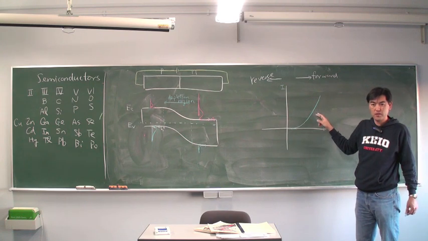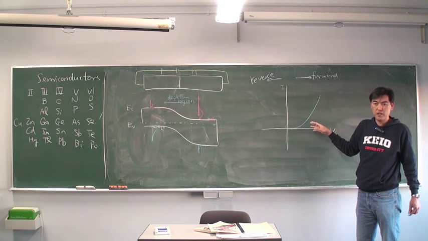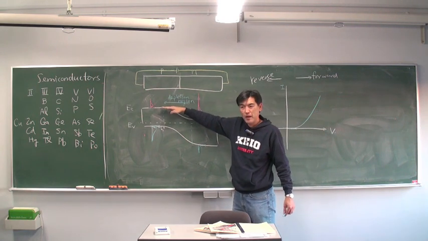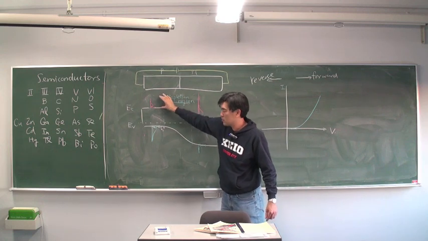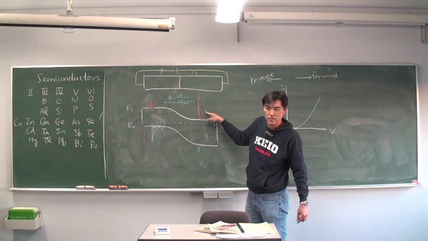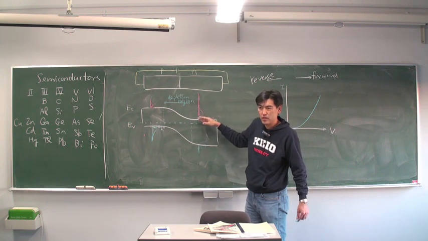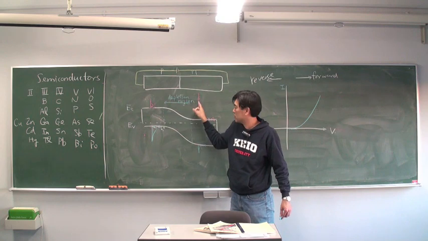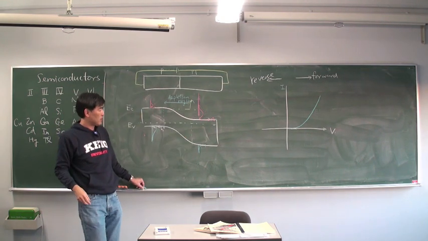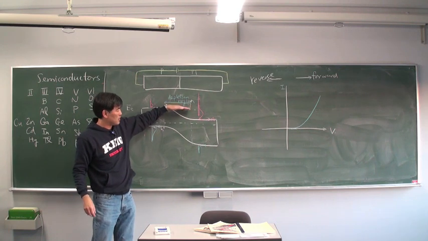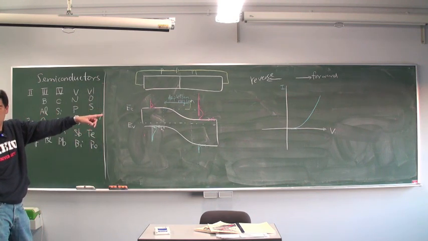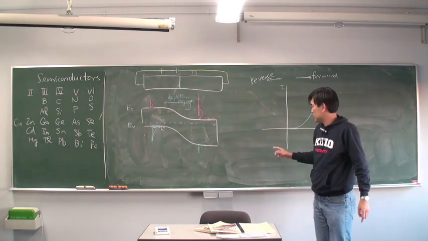Why does current increase exponentially? Well, that's only because of this exponential shape. You reduce the barrier, so the number of electrons that can go from right to left increases exponentially. Is it clear? Because of this exponential distribution of electrons, as you reduce the barrier you get more and more electrons that have energy larger than the barrier, and this number of electrons that can go right to left increases exponentially as we reduce the barrier. So now you know why, if you forward bias a diode, the current goes exponentially.